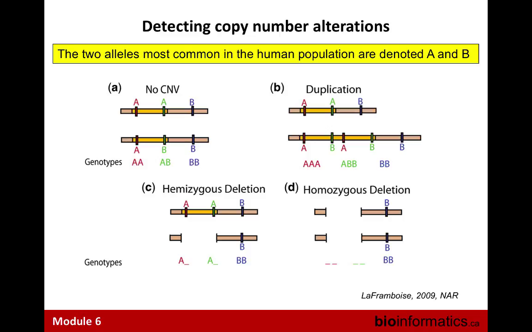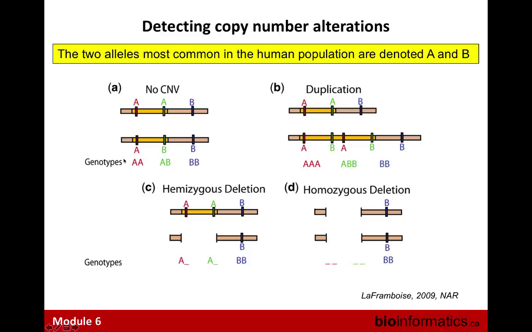And the concept I want to bring up here is heterozygosity and how heterozygosity is used to infer copy number events. Our genomes are actually peppered throughout with positions that will naturally vary between individuals, right? These are called single nucleotide polymorphisms or SNPs. We have about 10 million SNPs. And for ease of nomenclature, the two alleles that are the most common in the human population are denoted A and B.